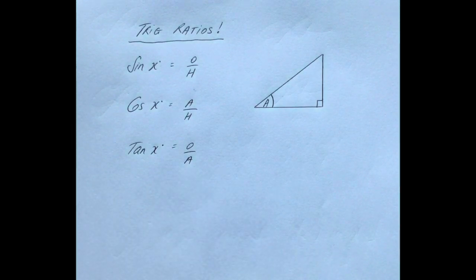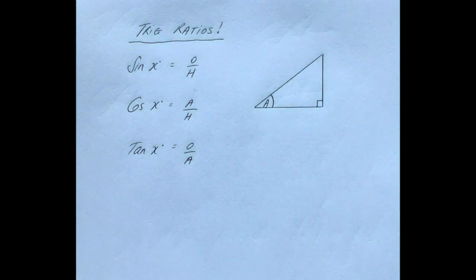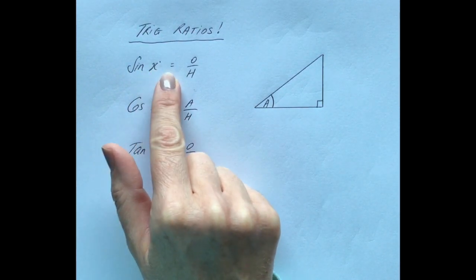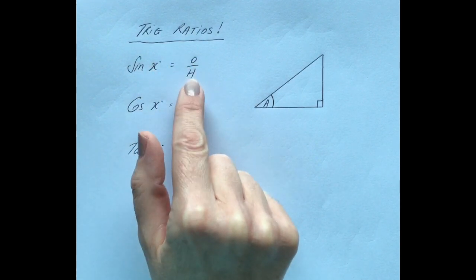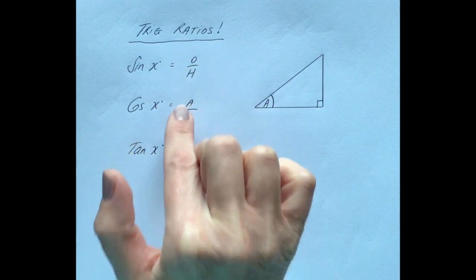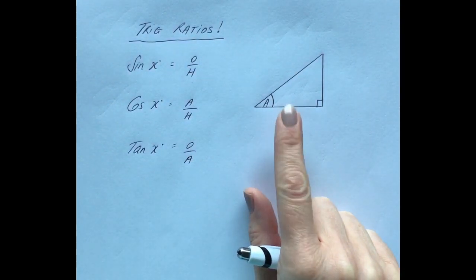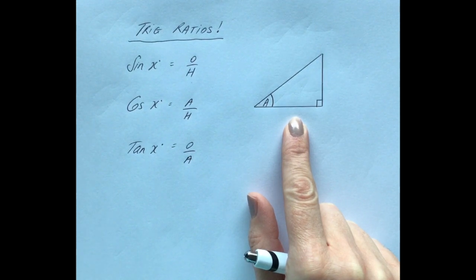So what this means is that whenever you have a right angled triangle, no matter what size the right angled triangle is, sine of the angle in question will always equal the opposite side of that angle divided by the hypotenuse side of the triangle. In effect, there are three formulae, if you like. And one of the key things is that they can only be used if it is a right angled triangle.